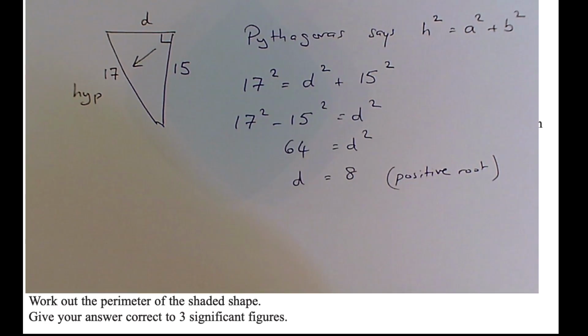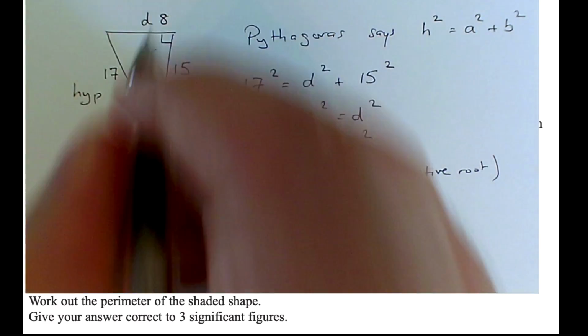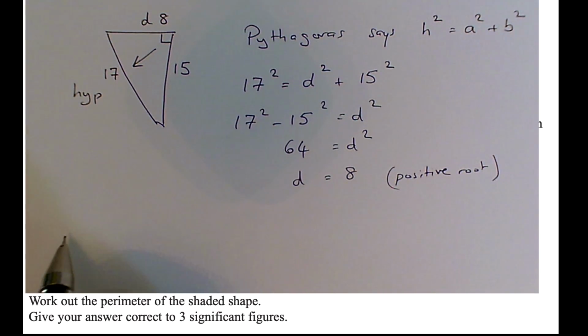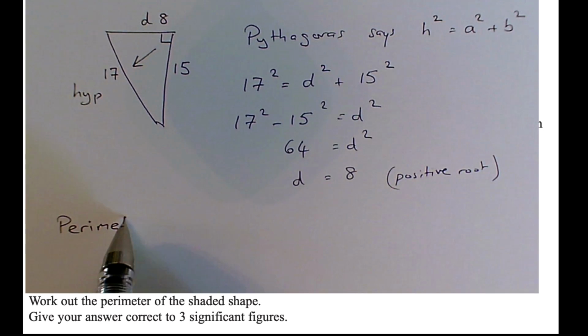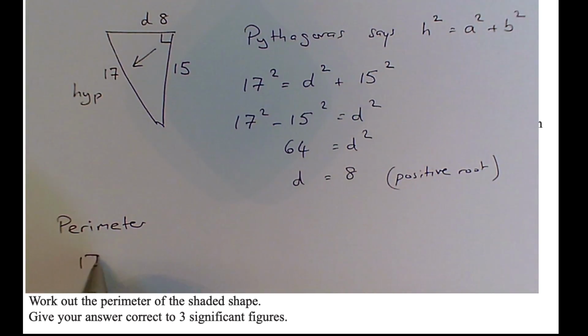So now I know all the distances that I need, I can go ahead and work out the perimeter of this shape. What I've got to do is travel that 17, that hypotenuse, travel up the 15, and then do the semicircle circumference. So that's going to be a half times pi times the diameter, which is 8. And that's what the perimeter will be.